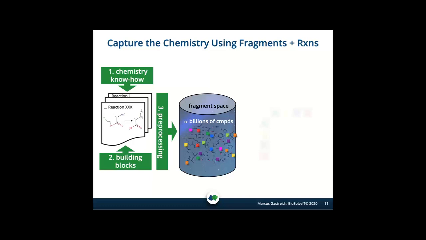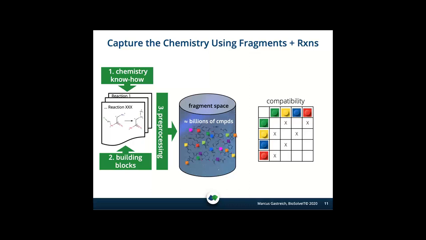And what we need is that so-called compatibility matrix that tells us who is compatible with whom. So we have seen that yellow, for example, is compatible with green, and blue with yellow, and so on and so forth. So this is all stored in a proprietary format that people can then use, download, or create themselves, and then we're ready to go.